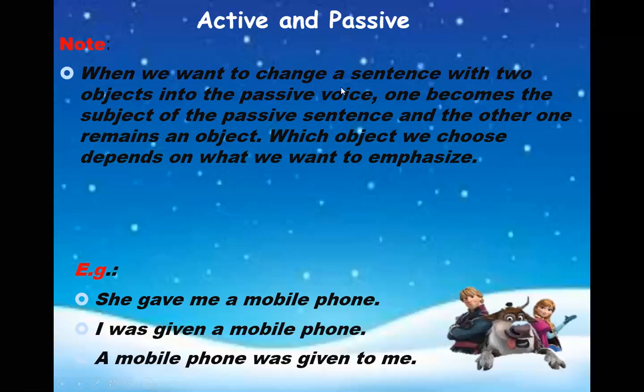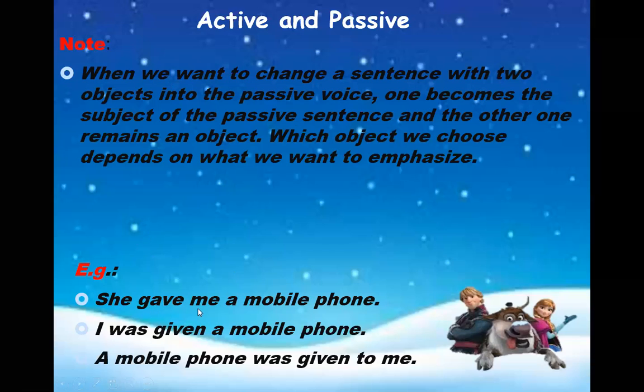Sometimes we have a sentence with two objects. This means a transitive verb changed into the passive voice. One becomes the subject of the passive sentence and the other remains an object. Which object we choose depends on what we want to emphasize or what is written for you in the rewrite exercise. Like this example: She gave me a mobile phone.